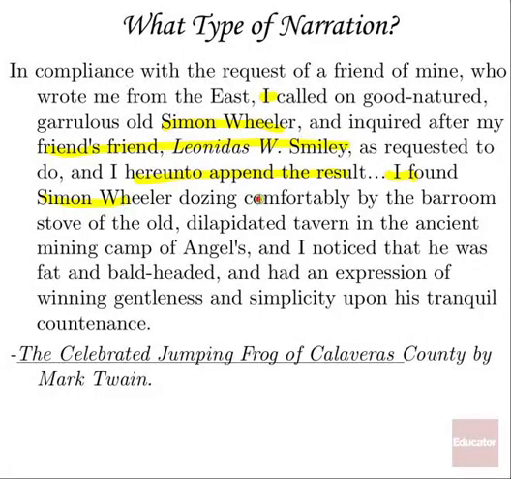I found Simon Wheeler dozing comfortably by the barroom stove of the old, dilapidated tavern in the ancient mining camp of Angels. I noticed he was fat and bald-headed, and had an expression of winning gentleness and simplicity upon his tranquil countenance.